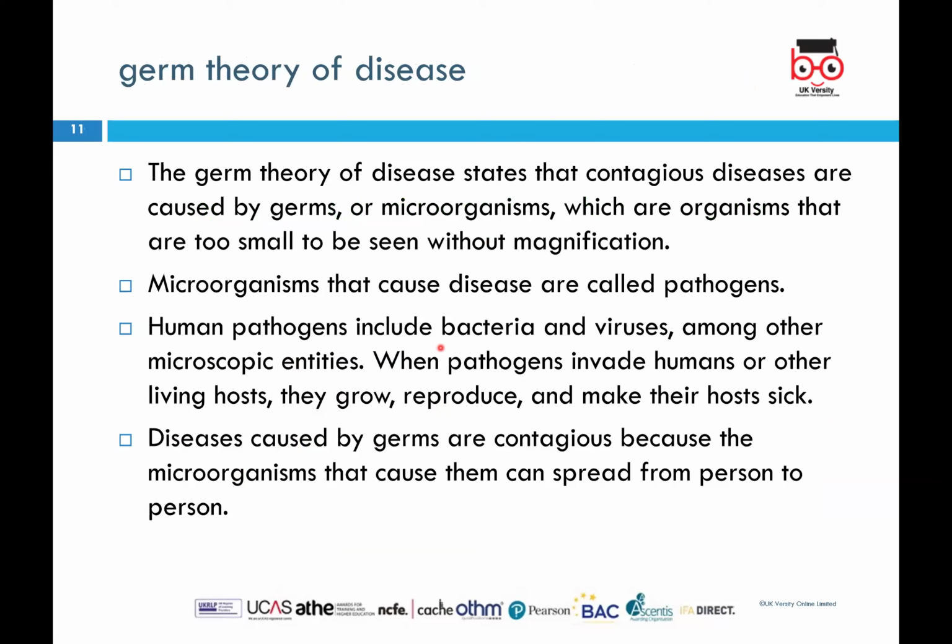This theory states that contagious disease, where it can be transferred from one person to another, is caused by germs or microorganisms, and these microorganisms are so small that you cannot see them without magnification. And that is through a microscope, and that is in a laboratory that you have there to see microorganisms.